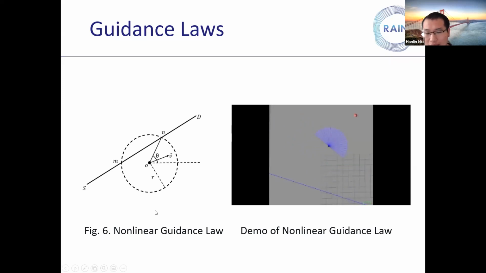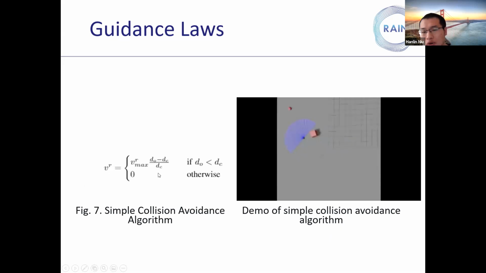So for the nonlinear guidance law, the robot's position is represented by the symbol O, and it needs to move from the start point to the destination. So it will plot a circle, and for the intersection point N, it will always move to N, so it can move forward to the destination. And we also have some simple collision avoidance algorithms like this one. So if it meets an obstacle, it will just turn. And this is okay for the simple collision avoidance scenario. So it's like a human.